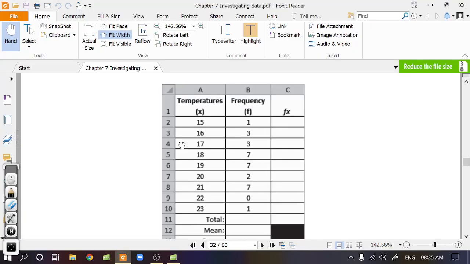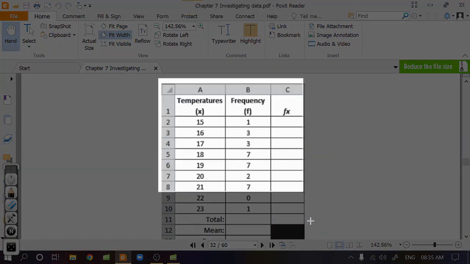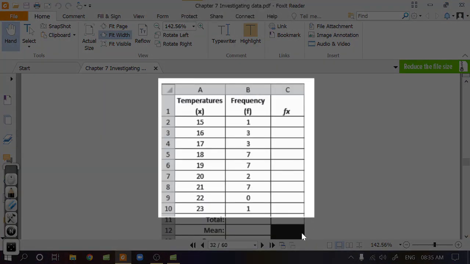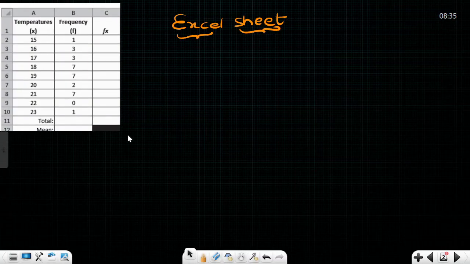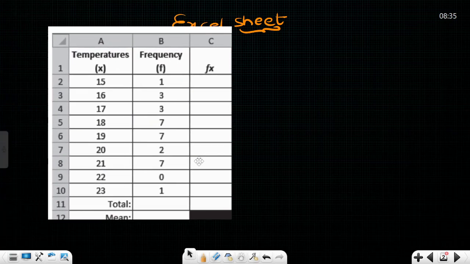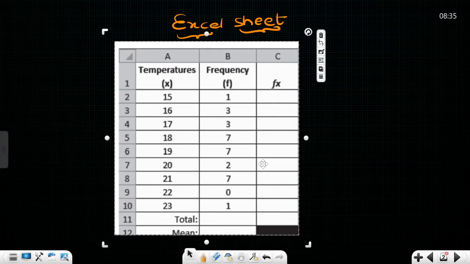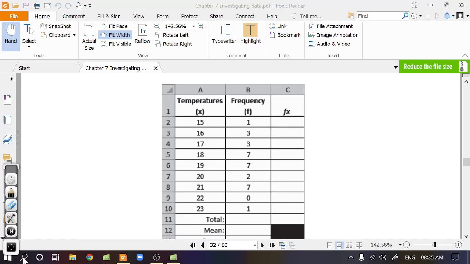So let's go back to your textbook. This is the data given in your textbook. We are taking this data up to here. So temperatures are given as 15, 16, 17, 18, 19, 20, 21, 22, 23. So we'll open an Excel sheet.